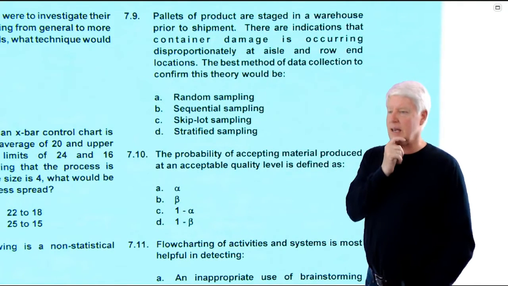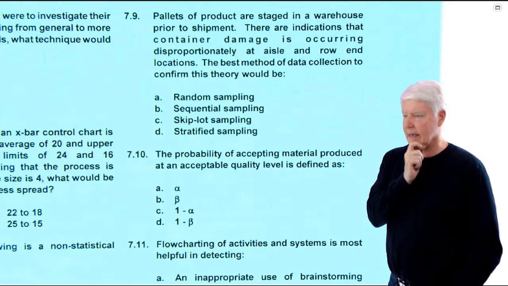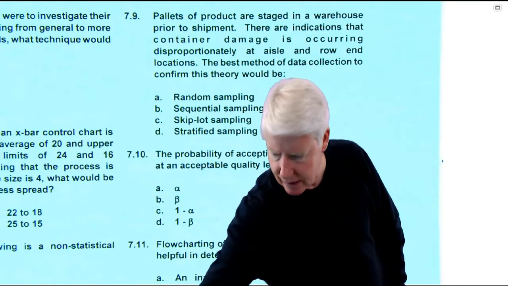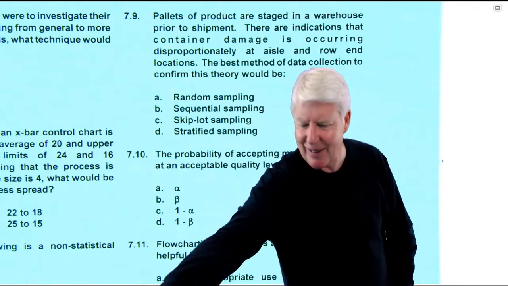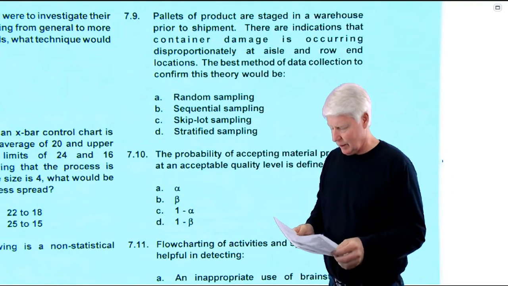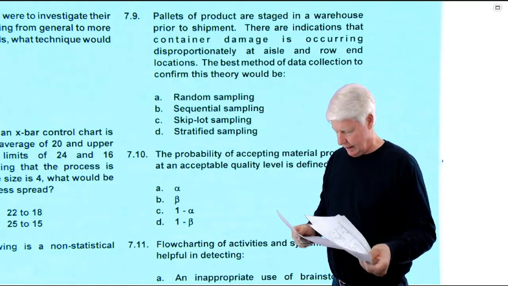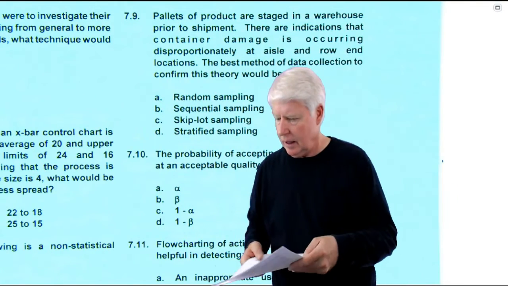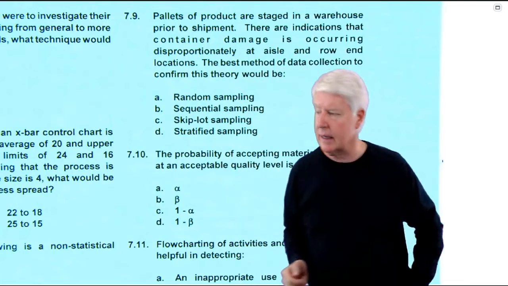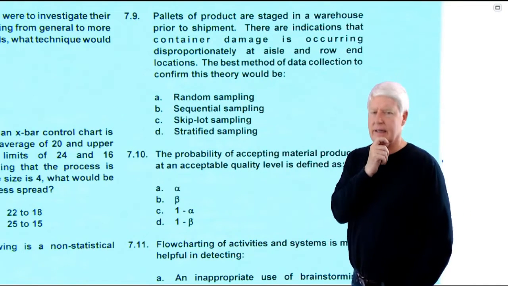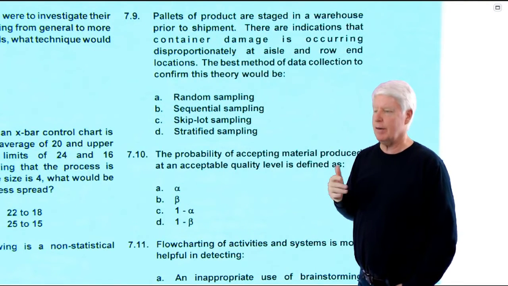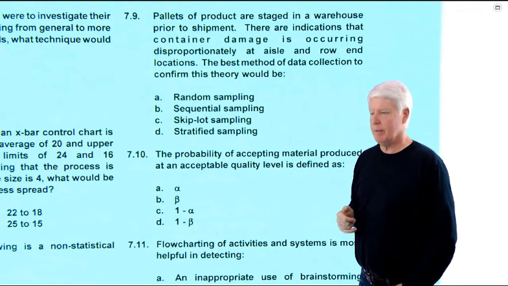The probability of accepting material produced at an acceptable quality level is defined as... Okay, I wish I had my paper to look this up. I have a stack of papers here. I'm just going to look real quick to see if it's in there. And it's not, unfortunately. But I have a little table, and it's in your sampling plans. I think ANSI Z1.4 and Z1.9 describe alpha, beta, 1 minus alpha, 1 minus beta.